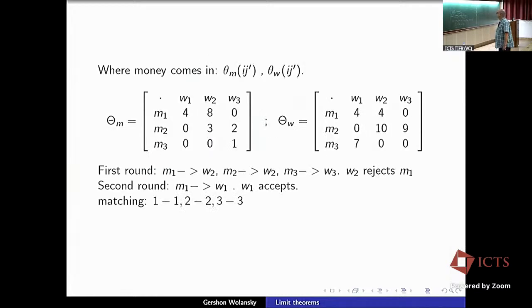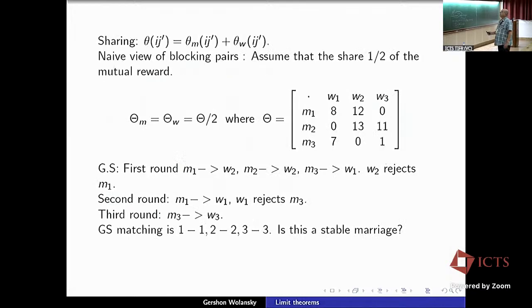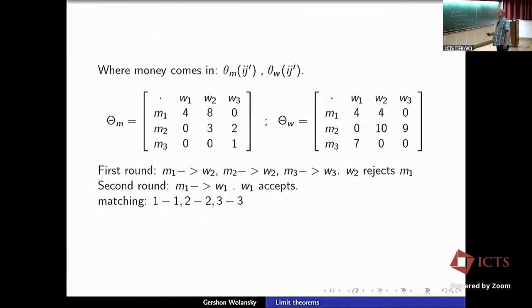Okay, so let's now look at an example and see how we can progress forward. We quantify these preferences by money, because we live in a capitalistic world. So we have these two tables for men and women. This is the matrix for men. The first man will get 4 gold coins if he marries woman 1, 8 gold coins if he marries woman 2, and so on. And woman 1 will get 4, 0, and 7 according to these two matrices.